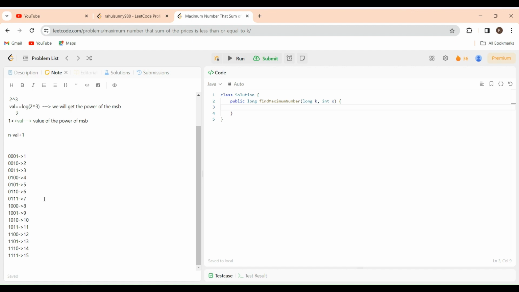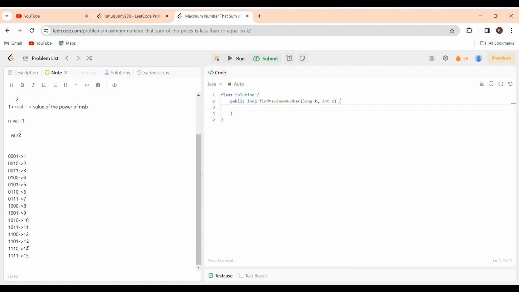We need to consider, if we observe here, for outer indexes we are getting these many ones, and for inner indexes we are getting val by 2 set bits. Okay, val is nothing but the most significant bit, that is the 8th bit or 4th bit or 2nd bit or 1st bit or 16th bit. If we consider the 16th bit as our answer, then inner indexes will have 16 by 2 bits.